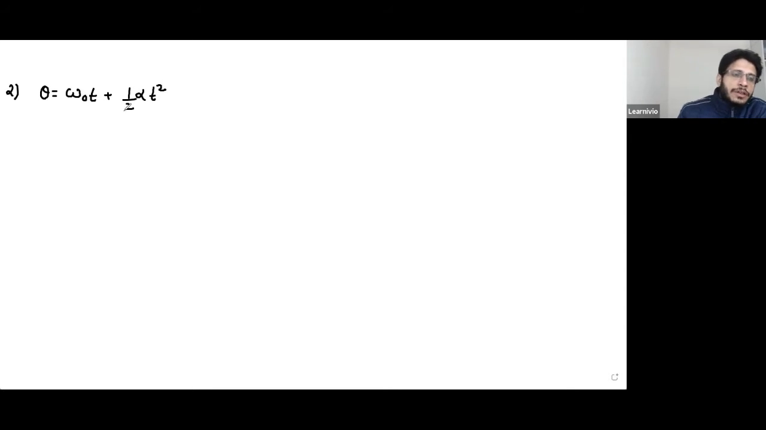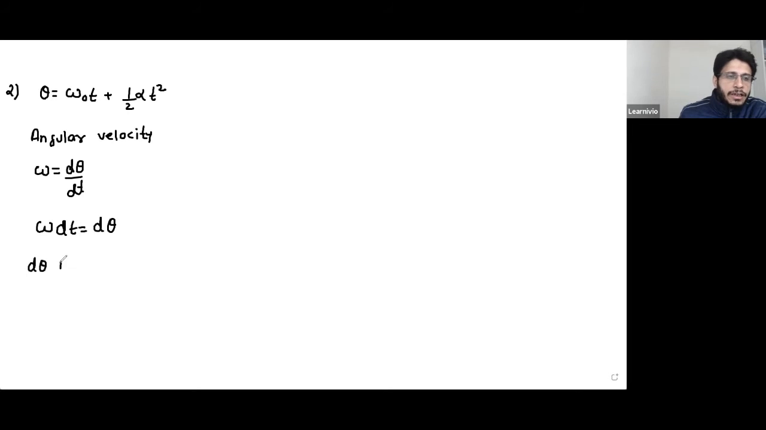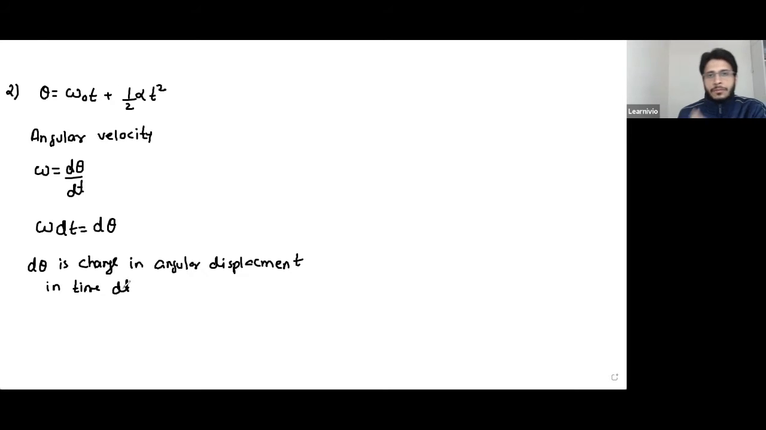To derive this equation, we start with the definition of angular velocity. Angular velocity omega is d theta over dt. So omega dt is d theta. So what is d theta here? D theta is the change in angular displacement in time dt. But I need the angular displacement in time 0 to t.